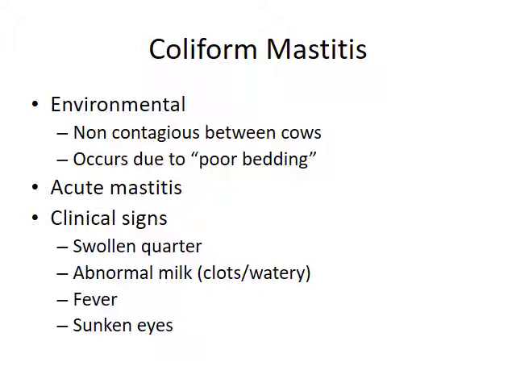With our coliform mastitis, we're looking at something that's very acute, very aggressive, but short lived. And we're looking at the type 3, severe or toxic mastitis usually. So a swollen quarter, abnormal milk, fever, sunken eyes, your endotoxins that are released as the bacteria are destroyed are going to have some very negative effects throughout the body on these cows.